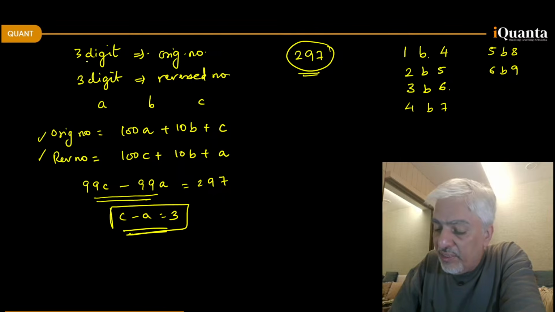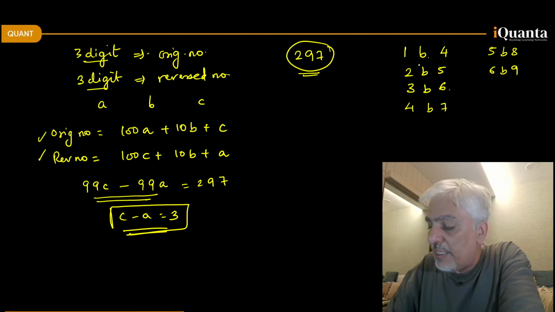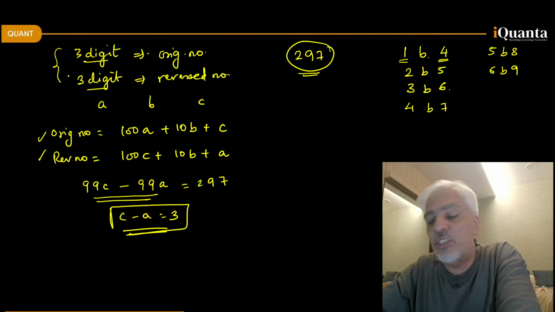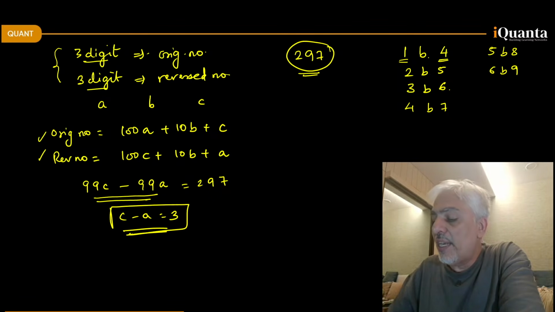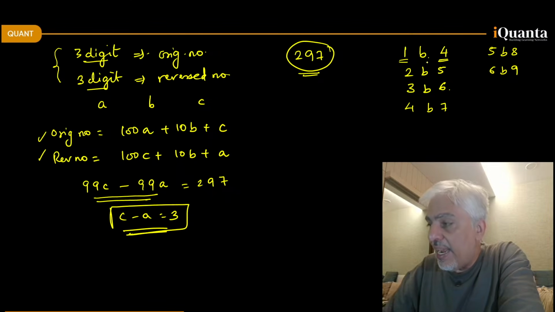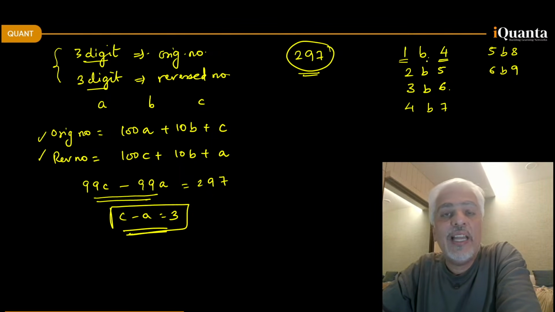One, I have said 3 digits, so none of them can be 0. I can't have 0 over here because both the interchanged and the original numbers are 3-digit numbers. So I can't have zeros. 1, 4, 2, 5, 3, 6, 4, 7, 5, 8, 6, 9. Now, every time I have this case, how many values can B take?